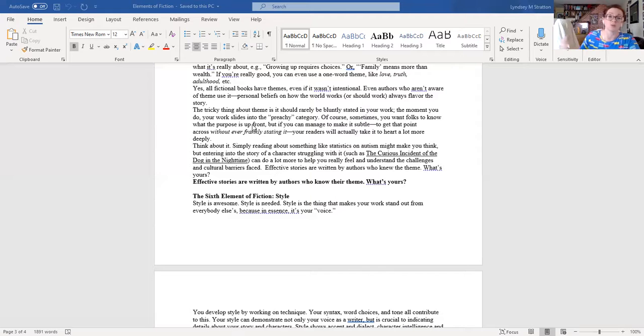Organization, that it flows, we know this. And then of course, writing mechanics and citations. You are citing correctly, you have a proper works cited page, and your grammar is on the up and up. And I think that's it. 2 to 3 pages, they're not hard, I promise, they're really not. Don't overthink it.